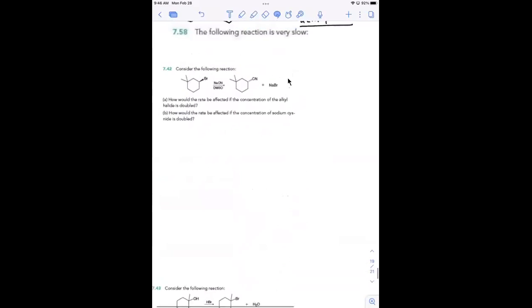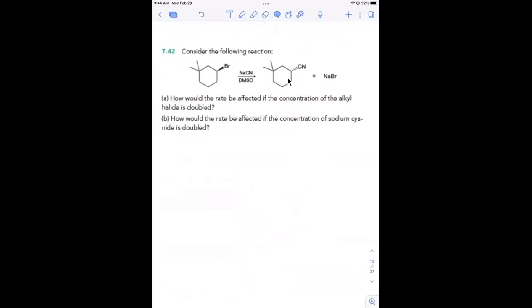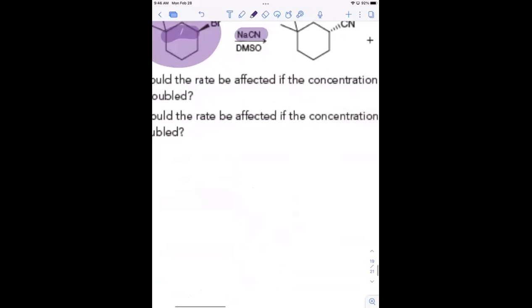All right, let's take that top reaction and look at what it's asking. How would the rate be affected if the concentration of the alkyl halide, which is this, is doubled? And then it asks, how would the rate be affected if the concentration of sodium cyanide, which is your nucleophile, is doubled?